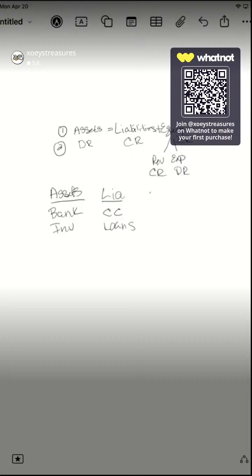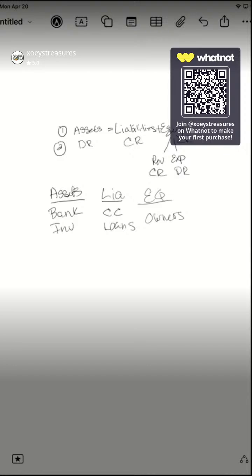After that, we get to equity. Your equity is everything that's left over, and it's also your net profit or loss from your revenue minus your expenses. So this is just everything that's left over. This is your owner's investments and your owner draw.